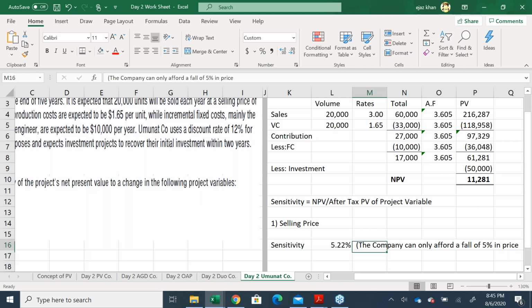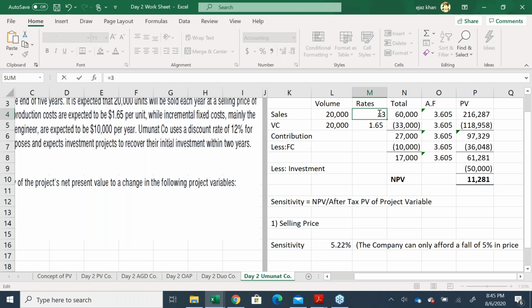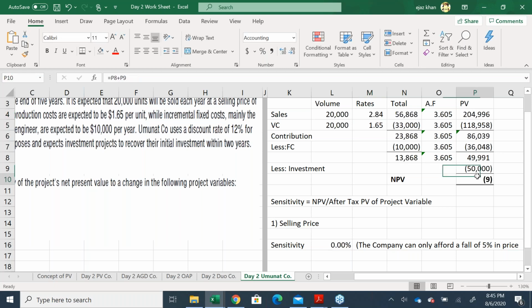Let us check it out. Remember this 5.22%. I'm just reducing this $3 by 5.22%, so I write it as 3 into 1 minus 5.22%. This 5.22% has been rounded off, therefore the NPV won't be exact zero, but it will be near to zero. So I'm reducing this 3 by 5.22% to see whether the NPV gets to zero or not. Yes, it has approximately gone to zero.